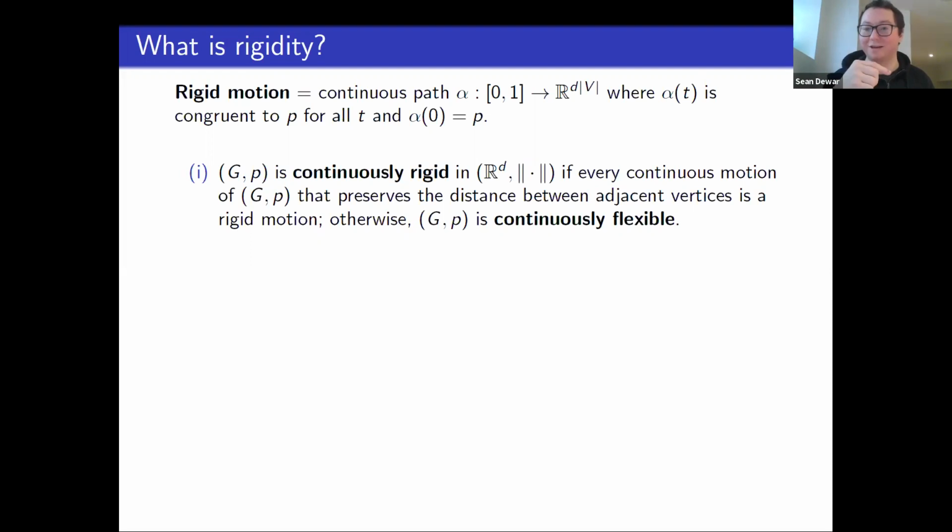So on our previous slide, the previous example would have been continuously flexible. Okay, because we can just move that vertex along like this, and that doesn't correspond to a rigid motion.